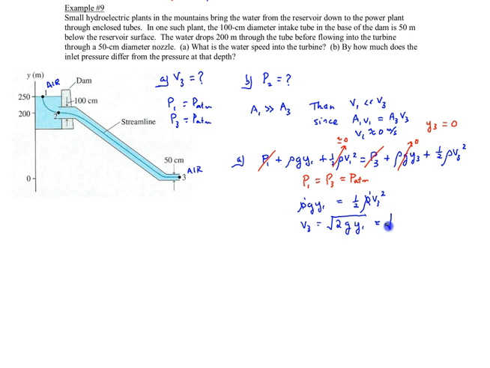So let's plug in our values. We have 2 times 9.8 meters per second squared times a total height of 250 meters. I guess I didn't write that down here, but y1 is 250 meters. And so you can go ahead and plug that into your calculator, and you'll get exactly 70 meters per second.